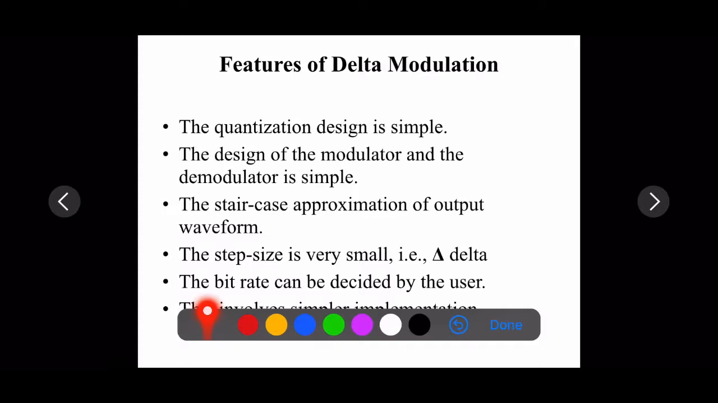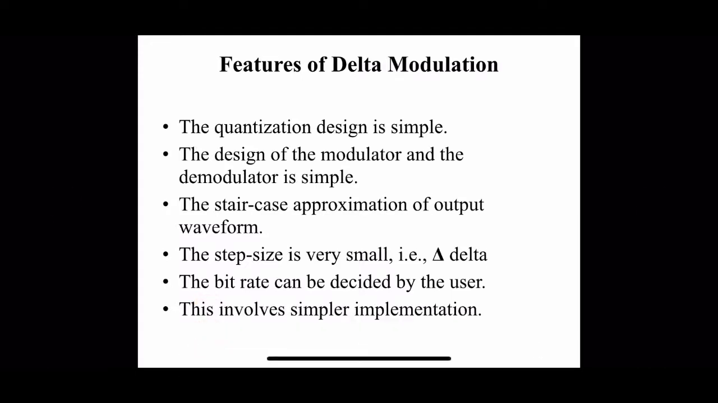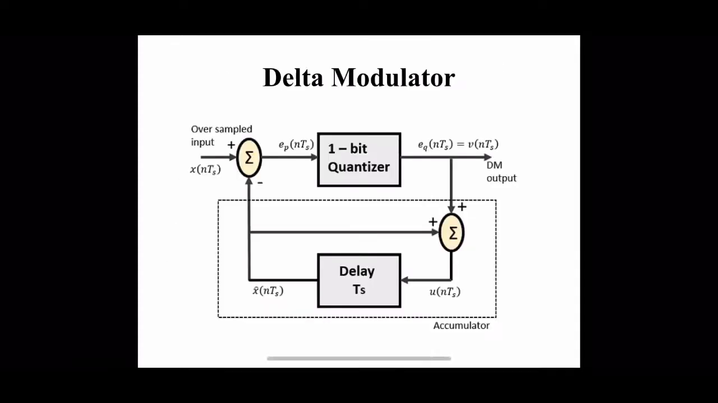And the final output waveform will be in the staircase approximation. Here we are talking about the step size, that's why staircase means steps will be there. So here the step size, that is delta, will be very small. And the final one, the bit rate can be fixed or decided by the user. And as I told first itself, modulation, demodulation, quantization, everything is simple. So here the implementation also will be simple.